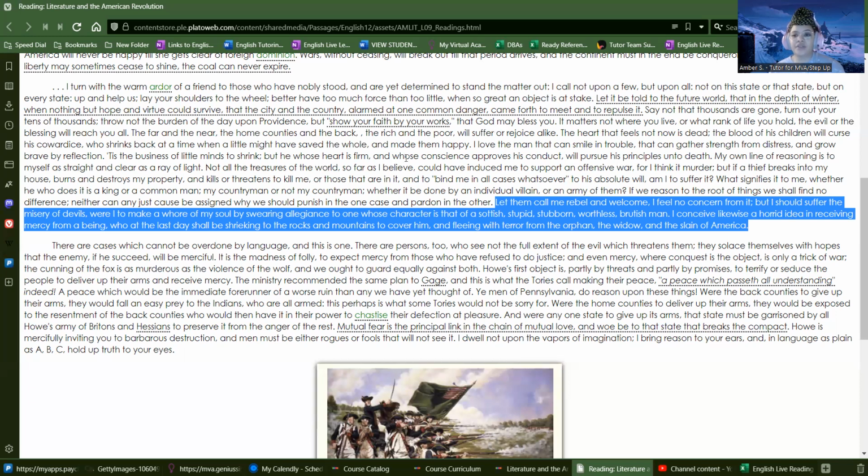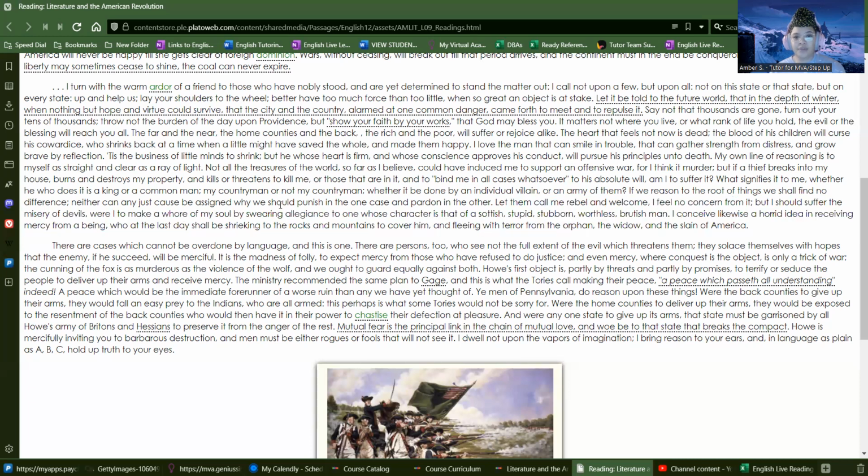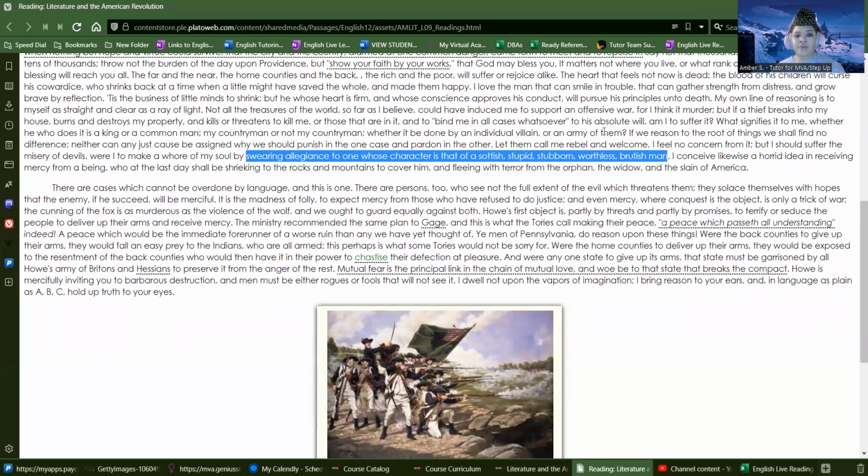But then he tries to dismantle the king's character by saying, swearing allegiance to one whose character is that of a softish, stupid, stubborn, worthless, brutish man. So he's making it very clear that he does not think that the king is a good person or guided by good principles. And he's like, what's the point of swearing allegiance to someone like that, especially if they're going to turn against you and use that specifically to abuse their power against you?